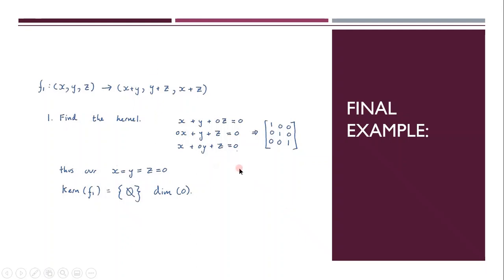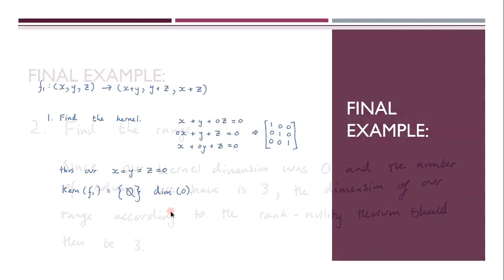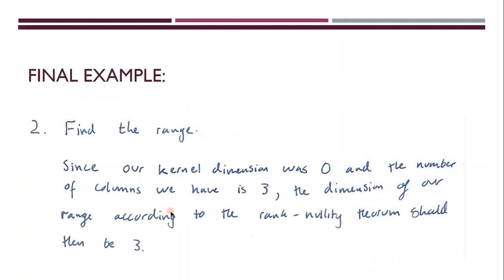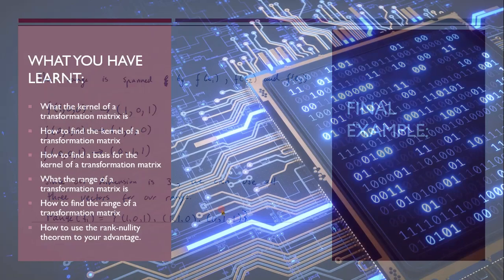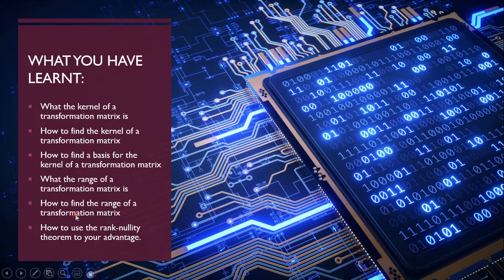Let's try to find the kernel of this. We found that it was the empty set, and it has dimension 0. So if we just learnt that the dimension of the kernel plus the dimension of the range equals the number of columns, and the dimension of the kernel is 0, that means our range is going to have 3 basis vectors. This is very handy because you don't need to do any Gauss-Jordan elimination, you don't need to check if it's redundant, you just know that these vectors are linearly independent. Those are all the 3 vectors that you use for your range. And that's it.